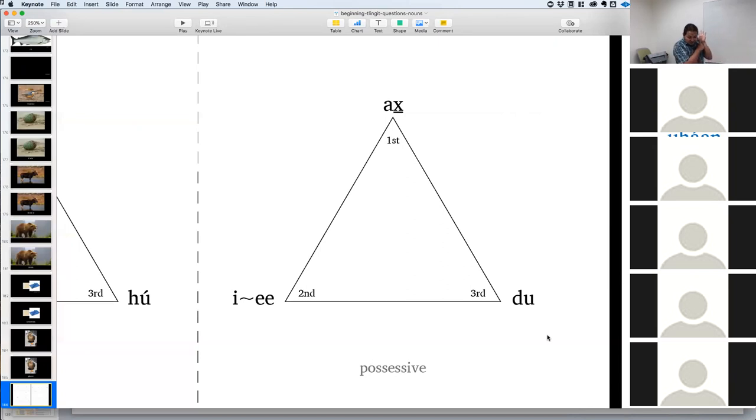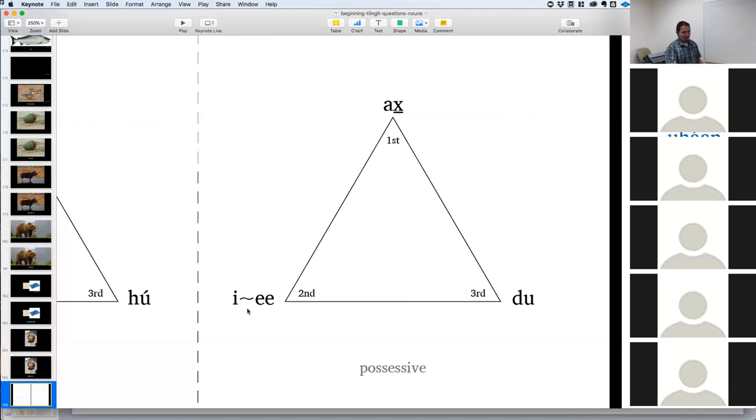Achjin. Ijin. Dujin. And when you see this little tilde guy, that means it could be I or E. But if you go to Teslin, they like to say E every time.